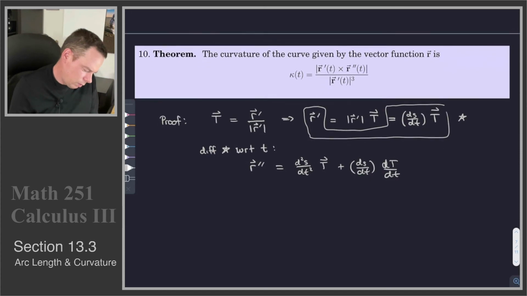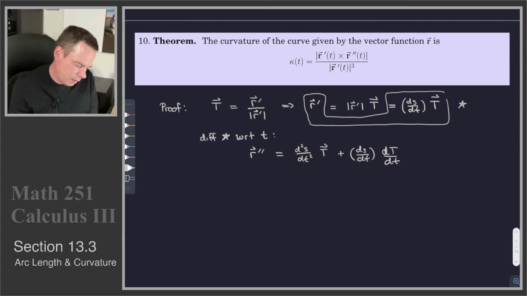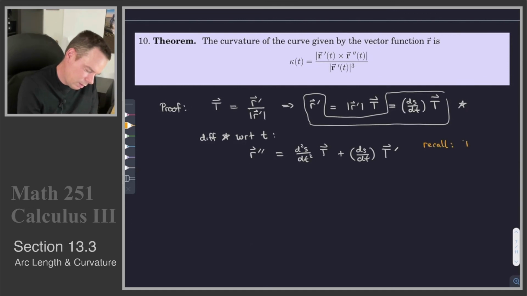And now what can I do? Well, what I notice is that, again with star, star is a multiple of the vector capital T. In r double prime, it's some combination of the capital T vector and the d little t vector. I'm going to just change this and write it as a T prime, just to make it a little bit more clean looking. And so r double prime is a linear combination of T and T prime. And here's one key thing to recall. Recall T is perpendicular to T prime.